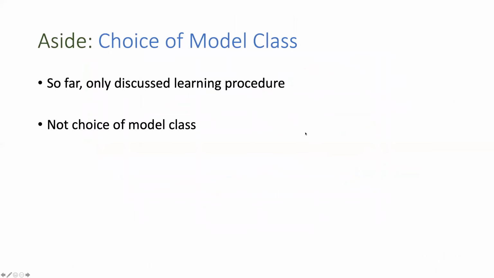Okay, so I'm going to do a brief aside: choice of model class. So far, we've only discussed the learning procedure, right? We've discussed how we set up the learning problem, how we think about the measurements, is it supervised learning, is it active learning or Bayesian optimization, is it reinforcement learning, what's the reward function, what's the loss function. We haven't yet talked about the choice of model class, which is of course also very important in getting these things to work in practice.